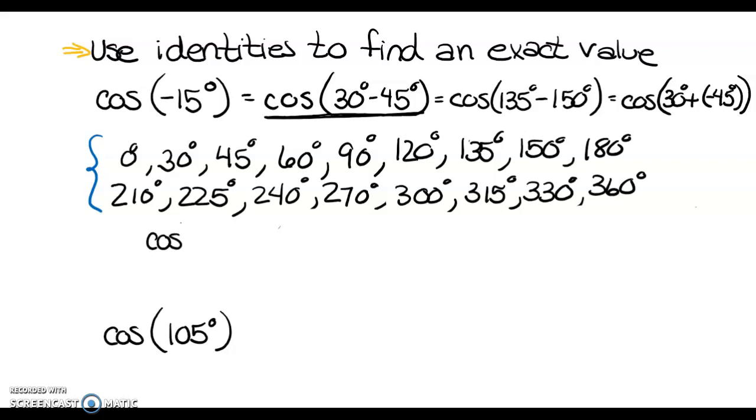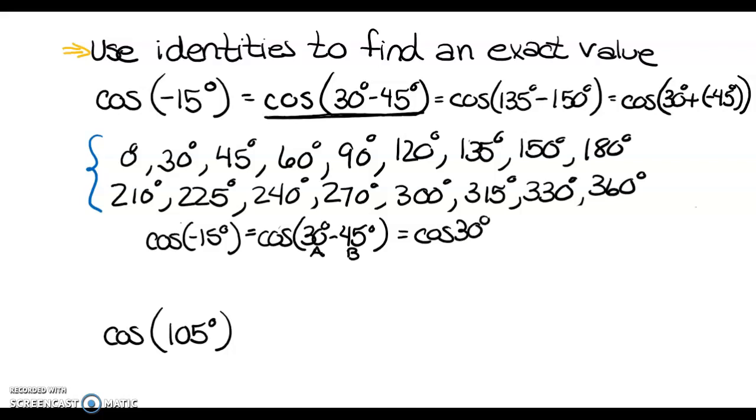So I know that the cosine of negative 15 degrees equals the cosine of 30 degrees minus 45 degrees. And the formula for this, if this is A and this is B, I get cosine of 30 degrees, cosine of 45 degrees, plus sine of 30 degrees, sine of 45 degrees. And when I simplify that, I know all of those values.